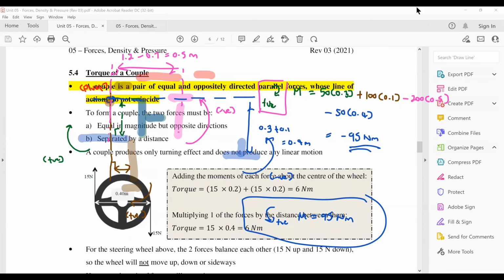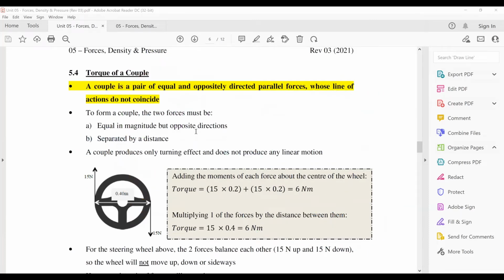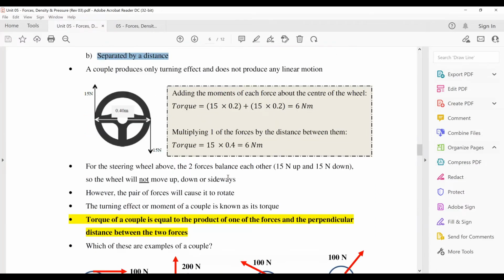Then we take it one step further. We talk about the torque of a couple. Just like I told you, torque and moment are basically the same thing. Now specifically we talk about the moment or torque of a couple. A couple is just a pair of equal but oppositely directed parallel forces whose lines of action do not coincide. A couple must be of equal magnitude but acting in opposite directions, and they must be separated by a distance.